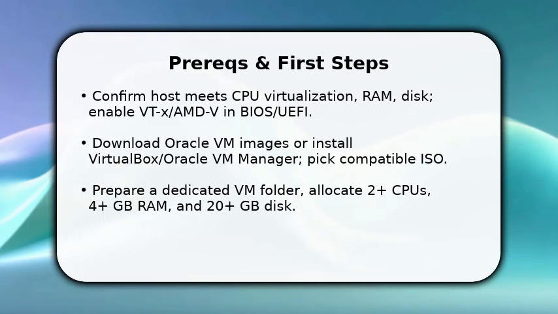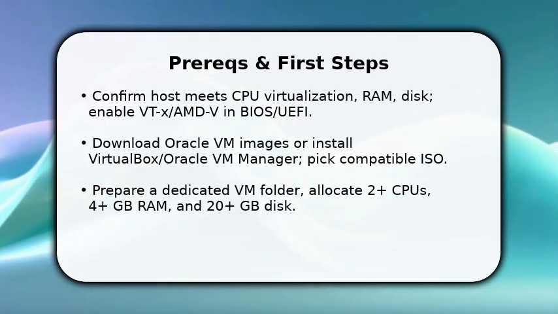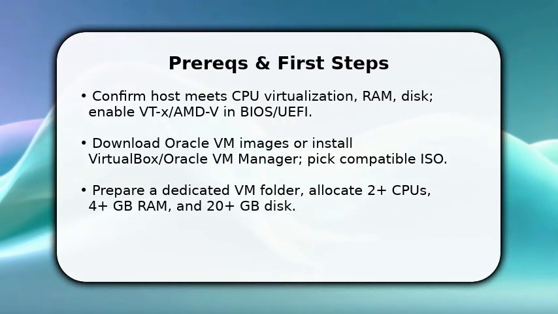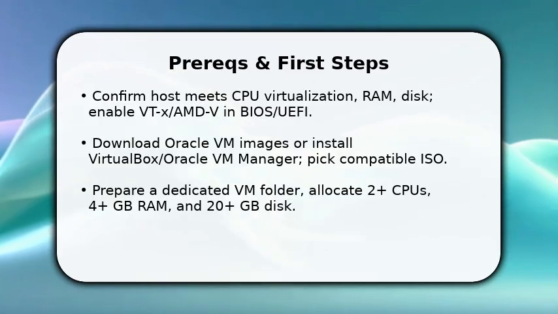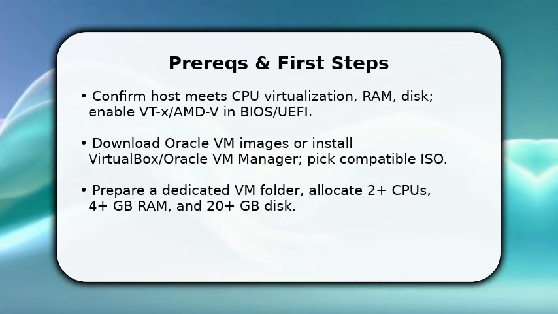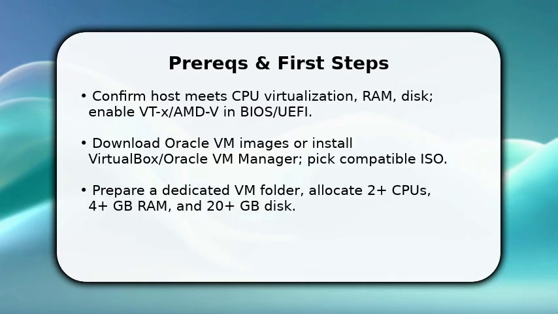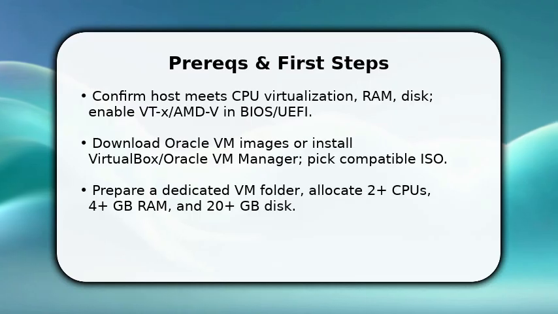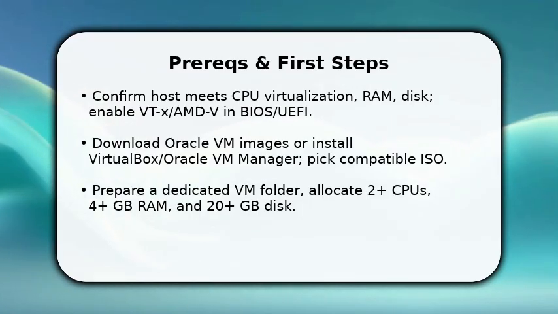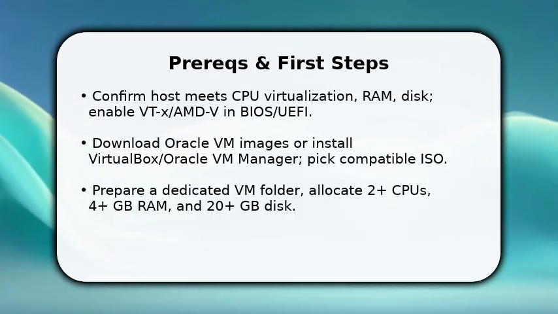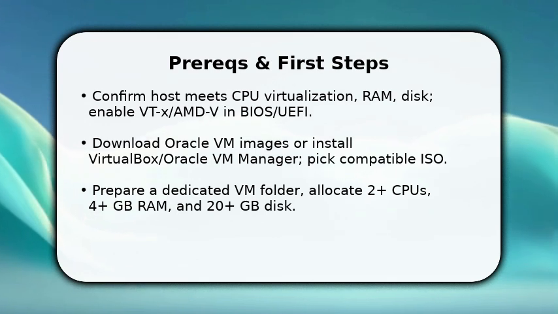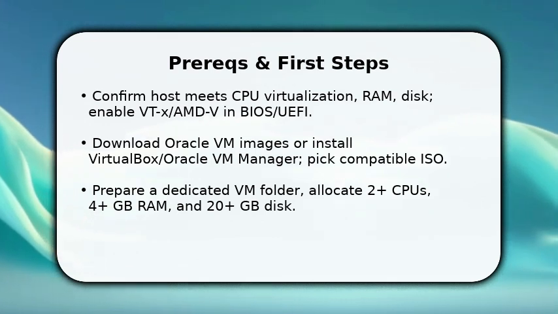You start by verifying prerequisites and taking the first actionable steps. Check CPU virtualization support and enable VT-x or AMD-V in BIOS because the hypervisor needs direct CPU extensions to run correctly. Download the Oracle VM images or the Oracle VM Manager installer now and create a dedicated VM folder to avoid clutter. Once done, create a new virtual machine, assign at least 2 CPUs, 4 GB or more of RAM, and a 20 GB disk so the guest boots reliably.